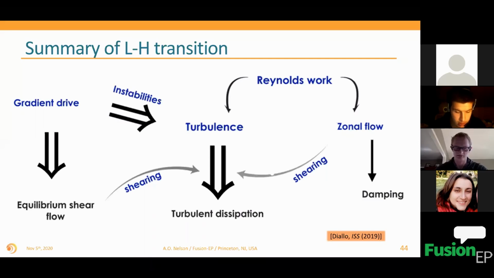Yes, thank you very much. It's clear that it's an incredibly complex phenomenon. But yes, it's wonderful to know that there's so much interesting physics to investigate. Thank you. Yeah, great.